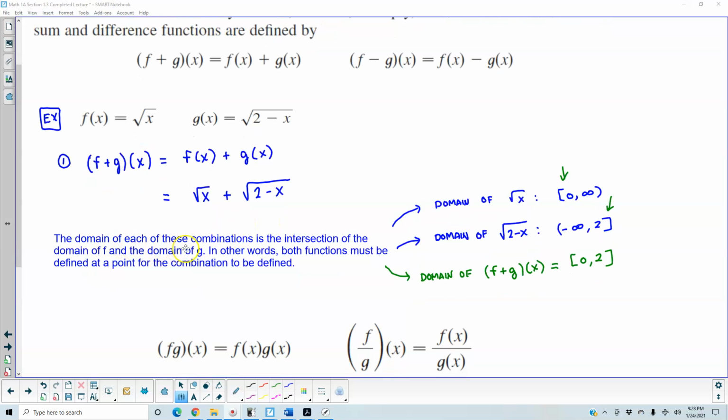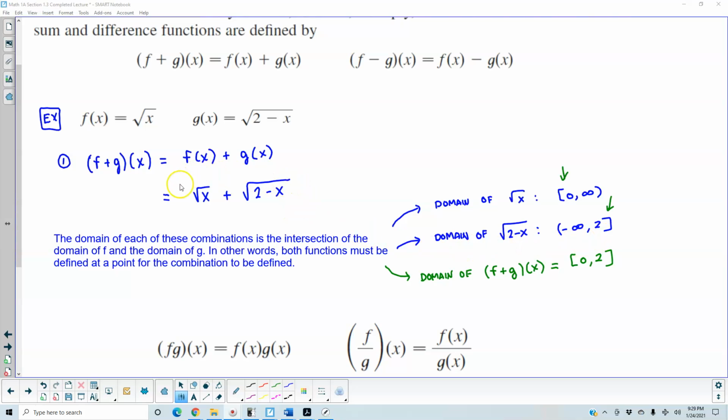Now, the domain of each of these combinations is the intersection of the domain of f and the domain of g. So in other words, both functions must be defined at a point for the combination to be defined. So if we take a look at the first function, square root of x, the domain of that is bracket 0, comma, infinity. If we take a look at the next function, g of x, the square root of 2 minus x, the domain of that is parentheses negative infinity, comma, 2 with a bracket.